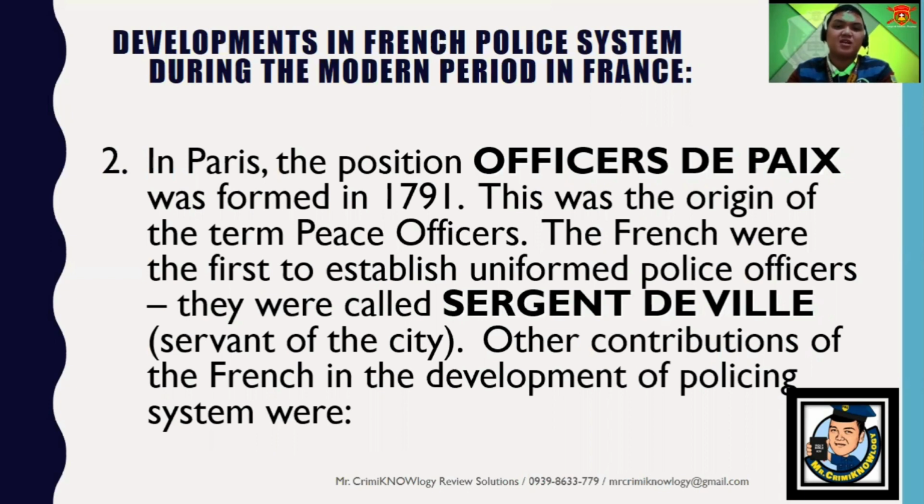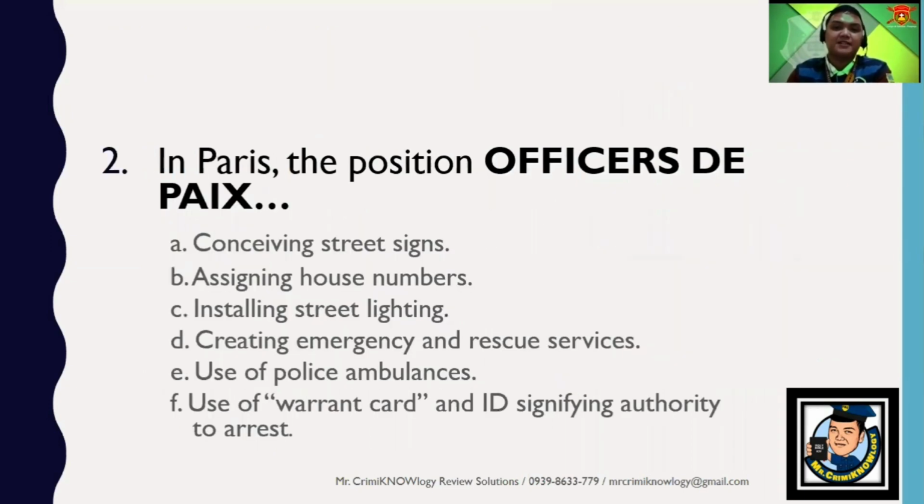The French were the first to establish uniformed police officers. They were called Sergeants de Ville, or the servants of the city. Other contributions of the French in the development of the policing system are the following. Number one, conceiving street signs, so that is where our street signages came from. Assigning house numbers as we have today. Installing street lights for security. Creating emergency and rescue services. Use of police ambulances. Use of warrant cards and IDs signifying authority to arrest, which are our IDs today. So they were also the first to use uniforms.